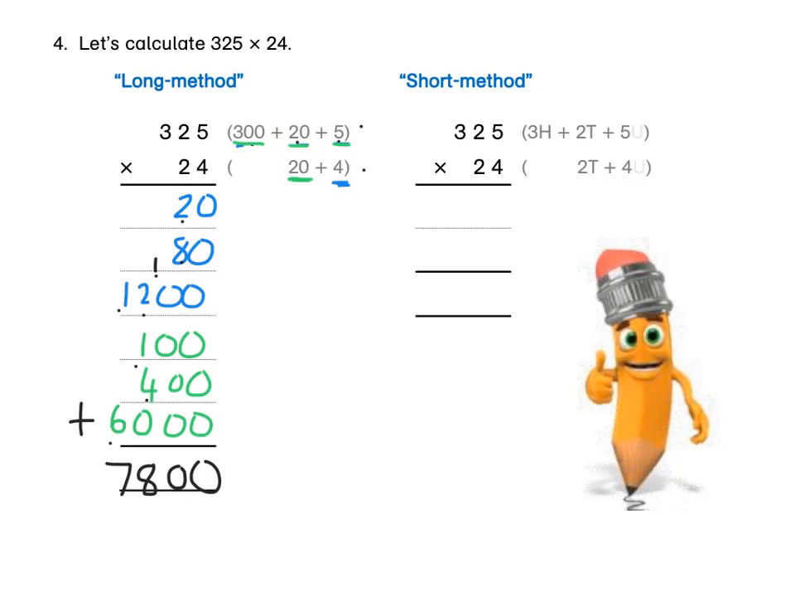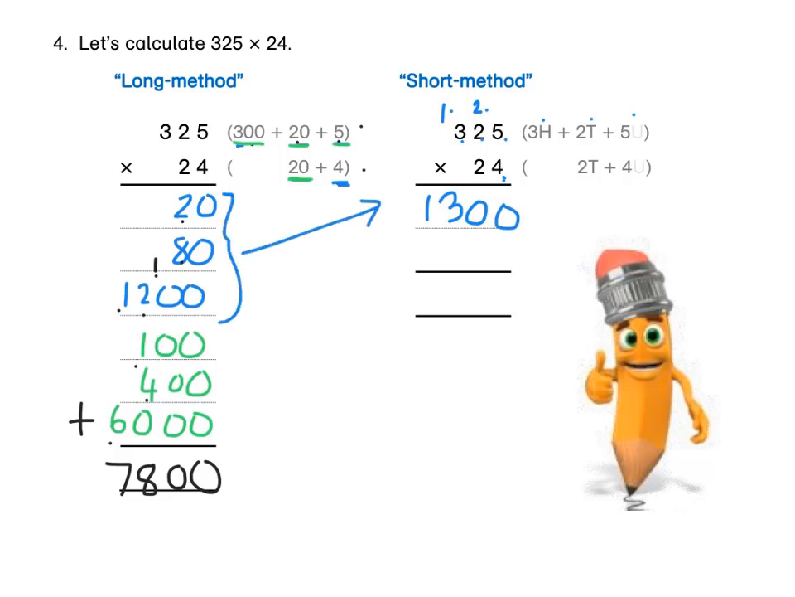Now we're going to do the exact same thing using the short method, breaking it up into hundreds, tens, and units. So we always start with our units first. 4 times 5 gives us 20. 4 times 2 is 8, plus another 2 is 10. And 4 times 3 is 12, plus 1 is 13. So what we've done there is those 3 steps in one step.